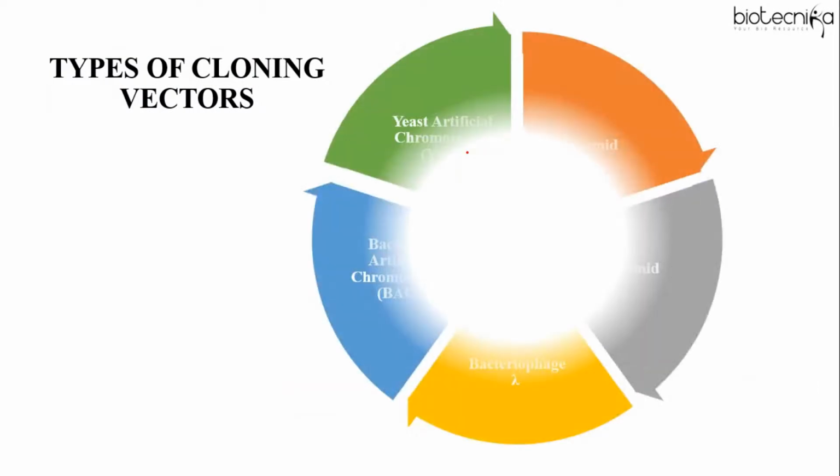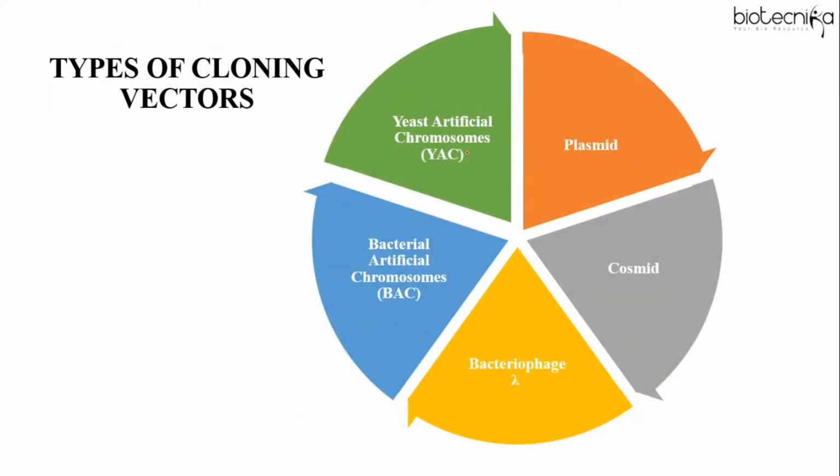Now, coming to types of cloning vector. Here you can see we have different types of cloning vector that can be used. So we have a plasmid, a cosmid, bacteriophage lambda, bacterial artificial chromosome, yeast artificial chromosome, just to name a few. Okay, a lot of cloning vectors are there.